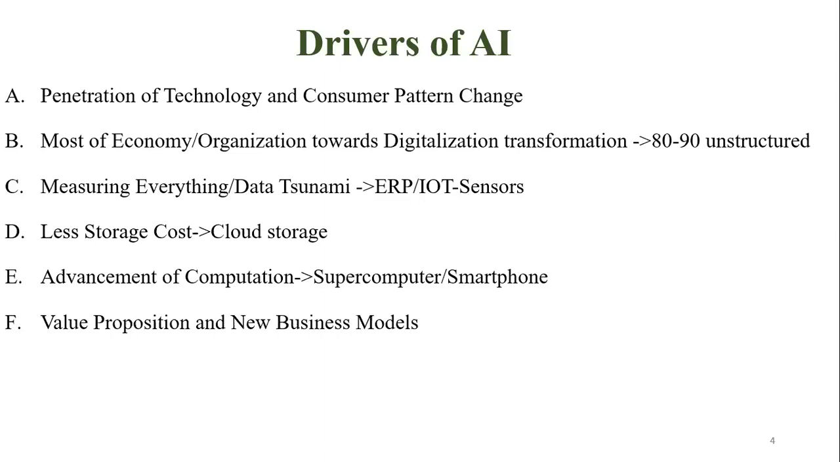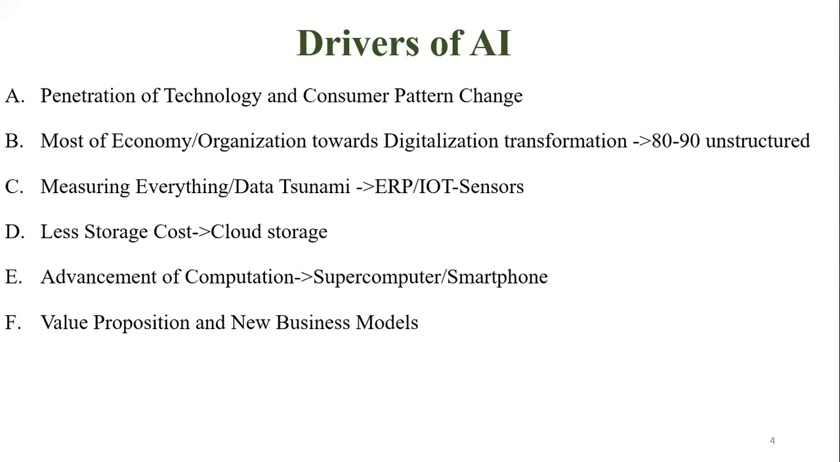If your storage cost is very high, it is very difficult to do any AI project. But now the storage cost is very less, and we are using TB storage capacity. In the future, they are planning for bacterial DNA storage, so in a very small size you can store huge data. That is how the storage cost is also coming down.